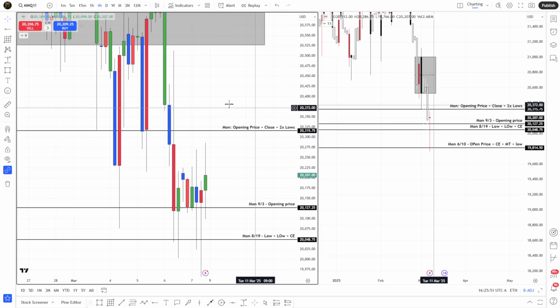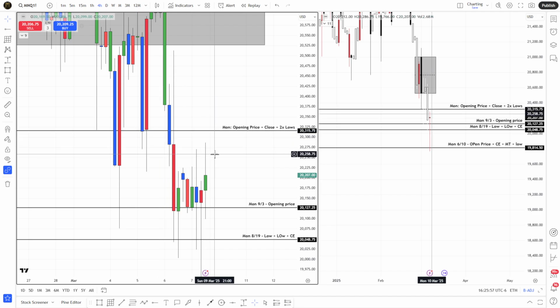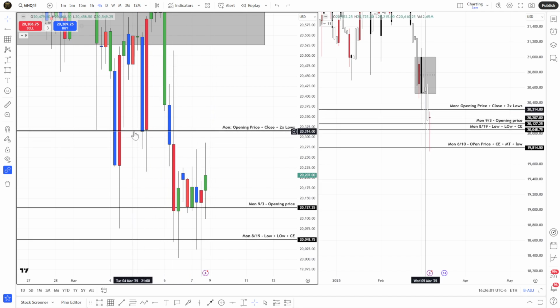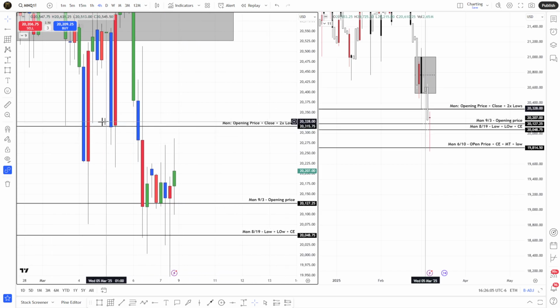I have a 5 a.m. close, and then we have a 9 a.m. open. So we have a close and an open right at this level for Monday, which is right here, that previous low, and with the opening prices.